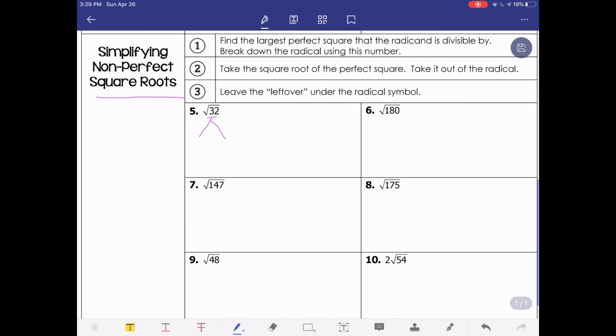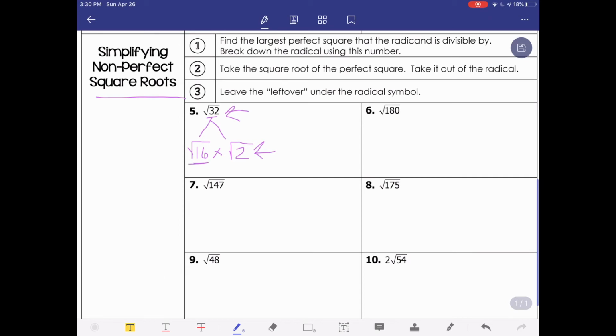I know that 32 is divisible by 16. You can do 16 times 2 equals 32. And 16 is a perfect square. So I'm going to do radical 16 times radical 2. We're just simplifying this radical 32 to radical 16 times radical 2. These are the same thing. So now I'm going to keep going.